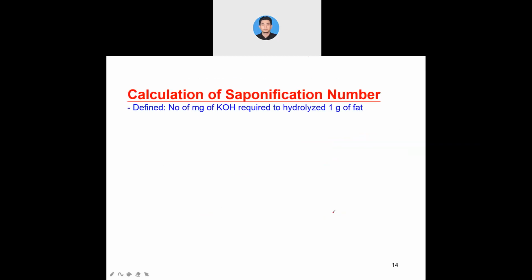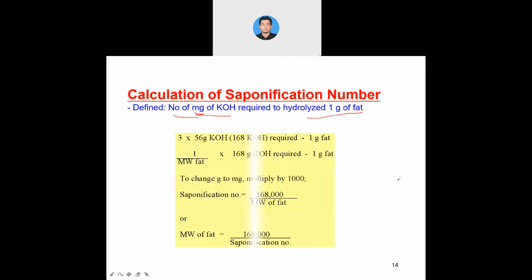To calculate the saponification number, based on the definition, the number of milligrams (mg) of potassium hydroxide required to hydrolyze 1 gram of fat, we use this formula. You just need to find the molecular weight of the fat, and then you get the answer.